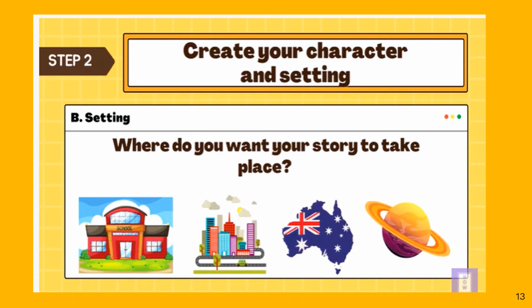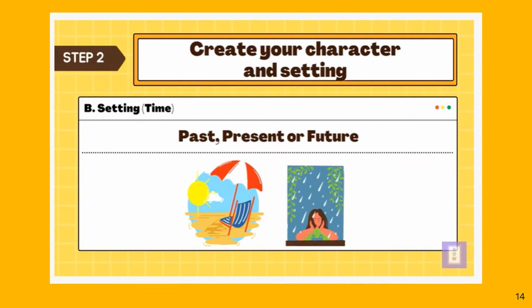However, letter B is a setting. Where do you want your story to take place? Is it in the school, in the city, in another country, or on a planet? For the time setting, the story can happen in the past, present, or future.